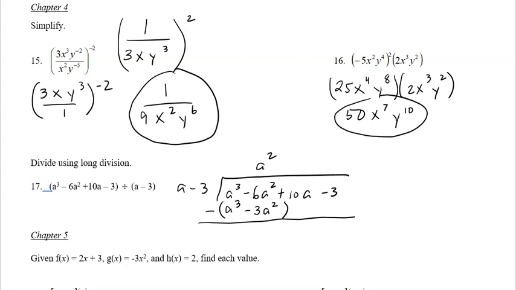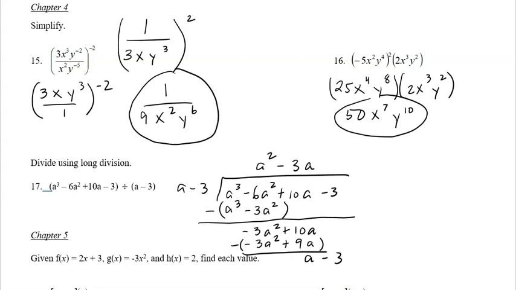Subtract. So the a cubes cancel. Negative 6 plus 3 is negative 3a squared. Bring down the next term and then repeat. a into negative 3a squared goes negative 3a. And then multiply negative 3a times a, and negative 3a times negative 3. All right, subtract again. a squares will cancel. 10 minus 9 is 1a. Bring down the next term, and let's divide one more time.